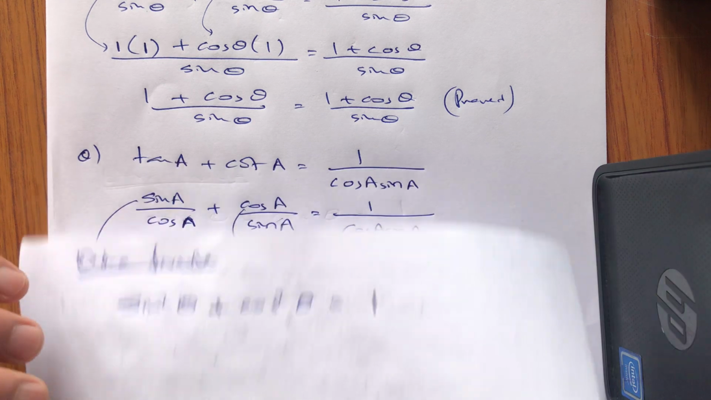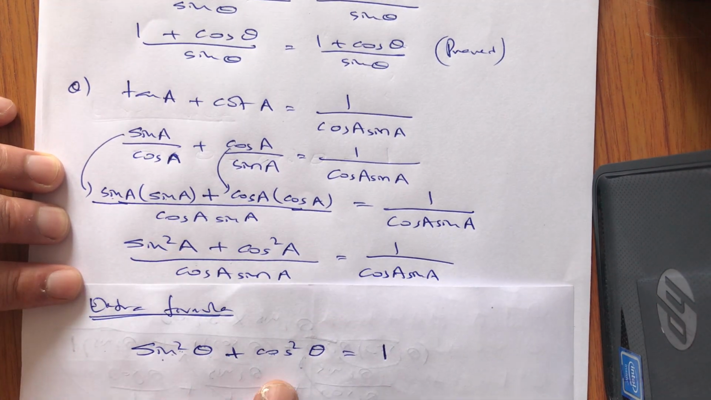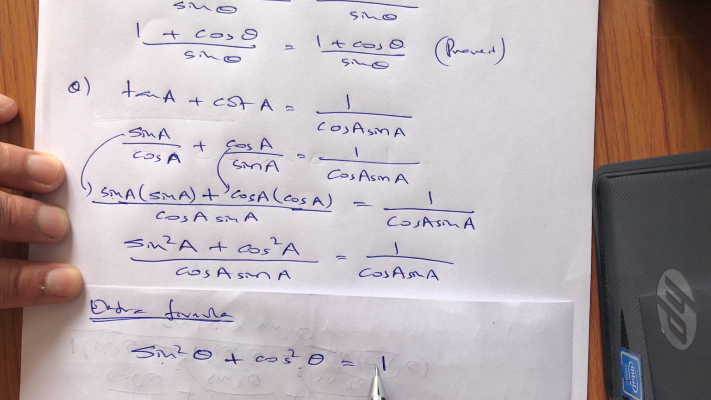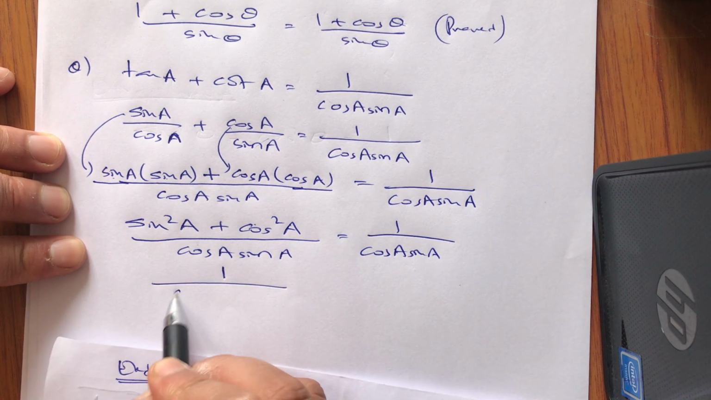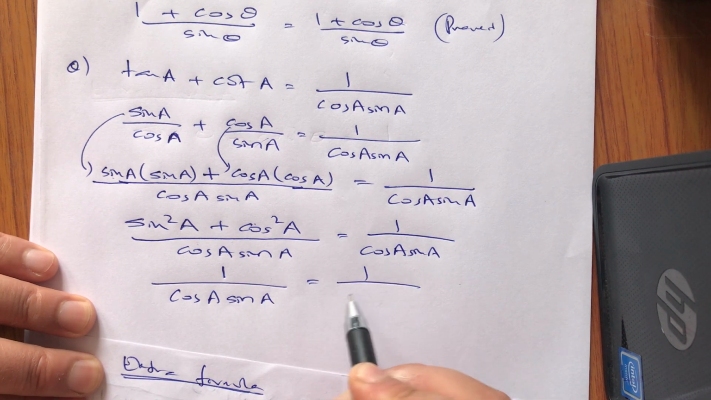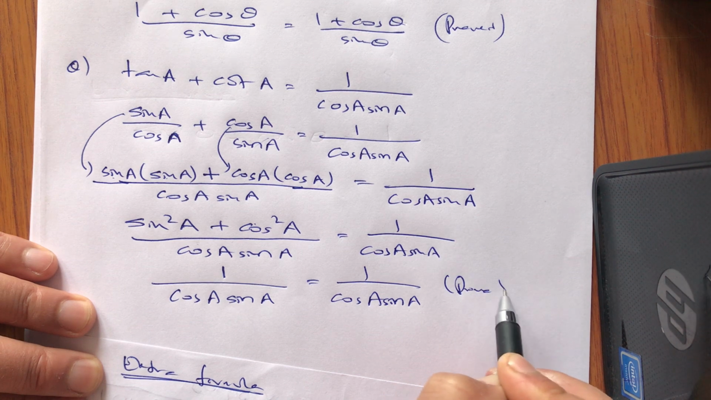So I get the same thing over here. In the numerator, I see sine squared A plus cos squared A. Instead of theta, I have an A, but both have square, and there is a plus in between. So I can replace this entire thing and write it as 1. That is 1 by cos A sine A, and this is also equal to 1 by cos A sine A, and that's how it's proved.